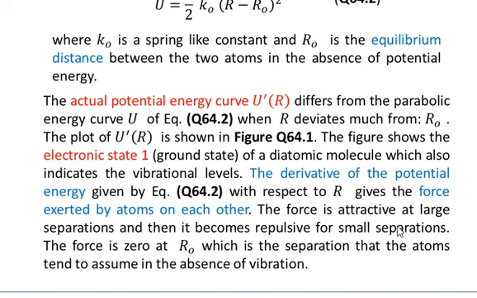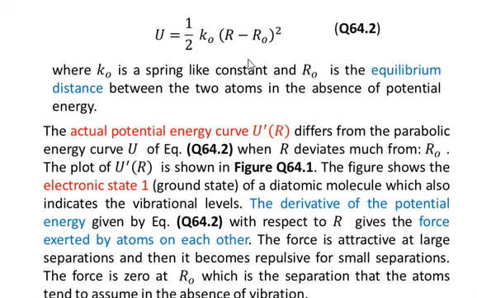So the force is attractive at large separations, that is larger than R naught, and it becomes repulsive for smaller separations, that is smaller than R naught. The force is 0 at R equal to R naught, which is the separation that the atoms tend to assume in the absence of vibration. So if you set R equal to R naught, the potential energy is 0, and thus the force between the two atoms will be equal to 0.